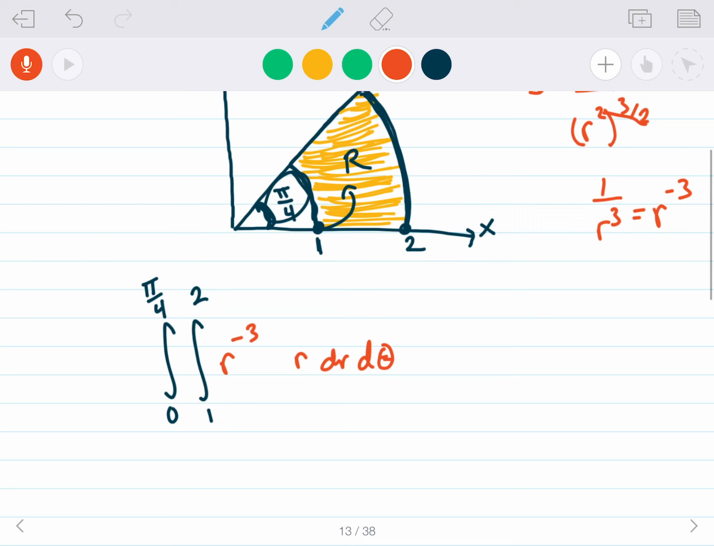So, now that we have this, we can multiply that. R to the negative 3 times r to the 1. Well, negative 3 plus 1 is negative 2. So this becomes r to the negative 2 dr d theta. We're going from 1 to 2 with the radius, and we're going from 0 to pi over 4 for theta.